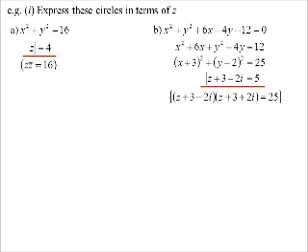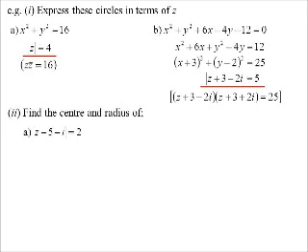If we were to write it in the conjugate form for some insane reason, that's how we would write it: z plus 3 minus 2i, times by the conjugate, so conjugate of z plus 3 plus 2i, and in that form it is radius squared, so 25.